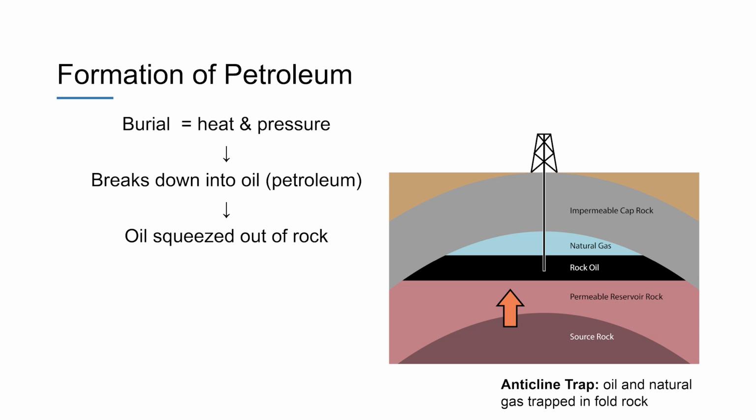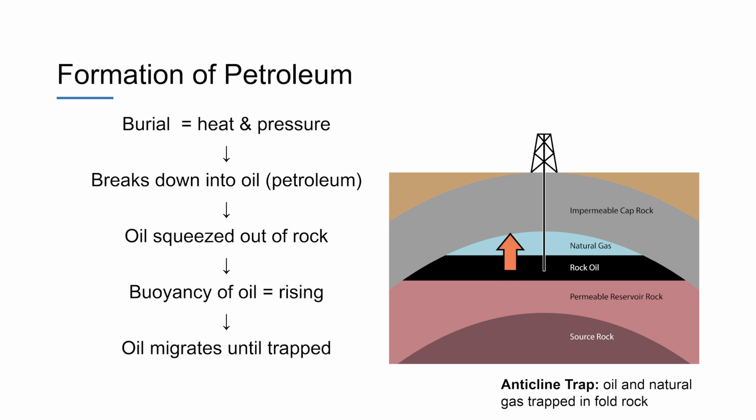And these permeable layers, also called reservoir rock, contain water in their pores. And since oil is less dense than water, the oil rises. And it'll rise until it meets a layer that's impermeable called a cap rock, trapping the oil underground. So this picture on the right is an example of an anticline trap, meaning the cap rock is folded. So it creates this little dome for the oil and natural gas that comes with it to collect.